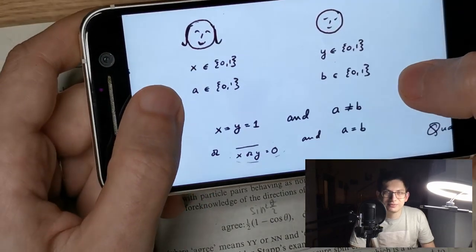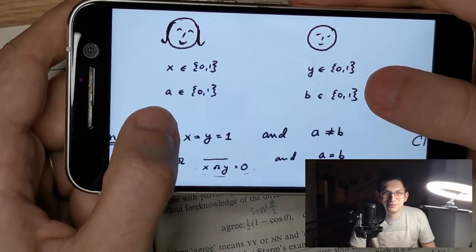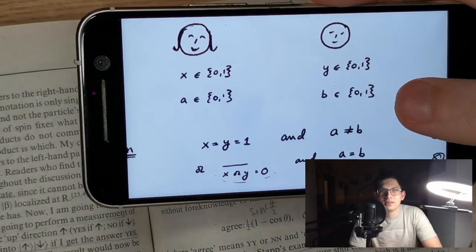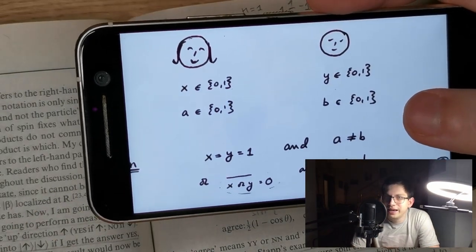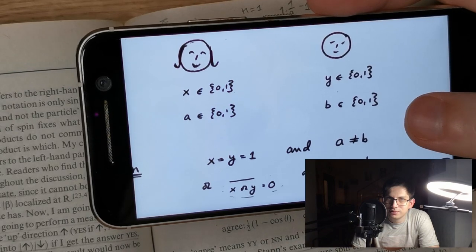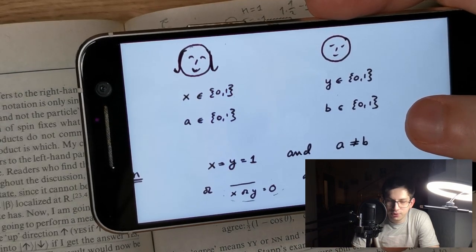Sorry, I lost my track. Why are there X, Y, and then A and B cases? Yeah, so X and Y are inputs. And those inputs, for example, you have a coin.